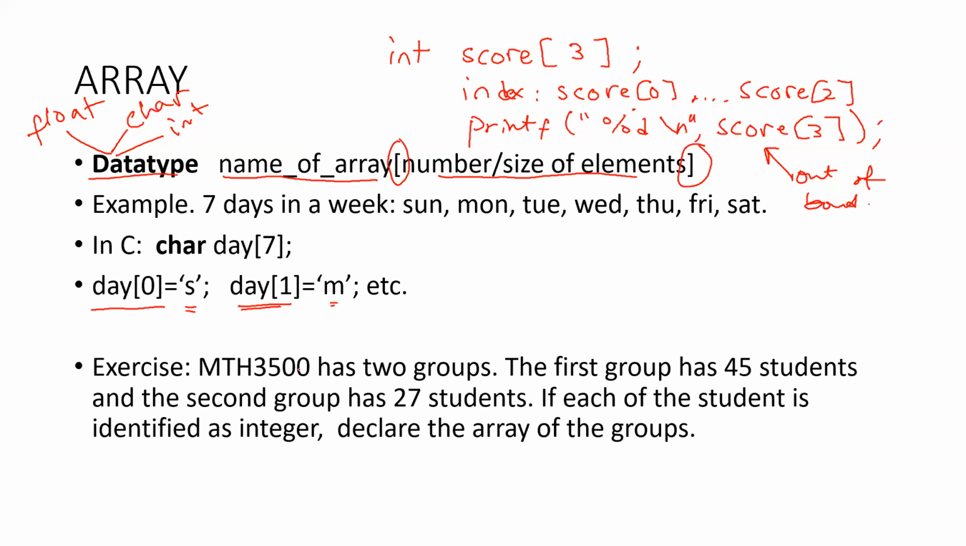Okay, so let's start an exercise. Math 3500 has 2 groups. The first group has 45 students and second group has 27 students. If each of the groups is identified as integer, declare the array of the groups. Okay. Soalan ni, ada yang tak faham soalan?